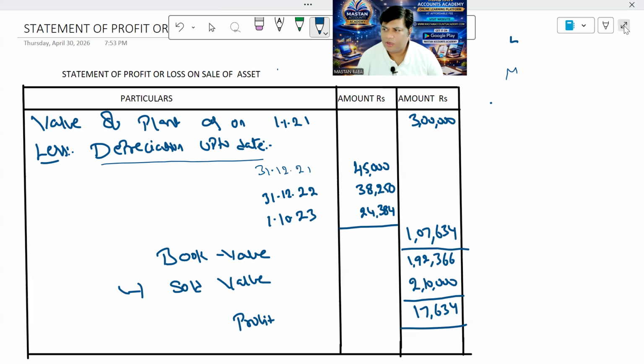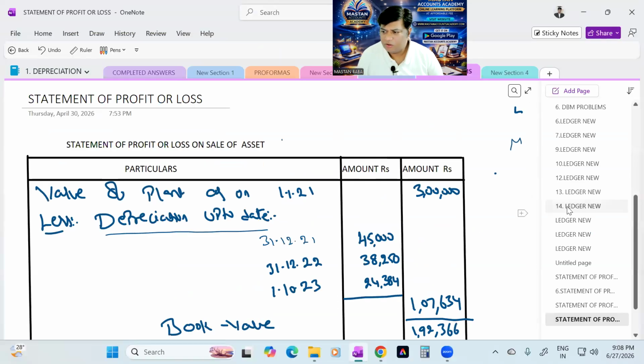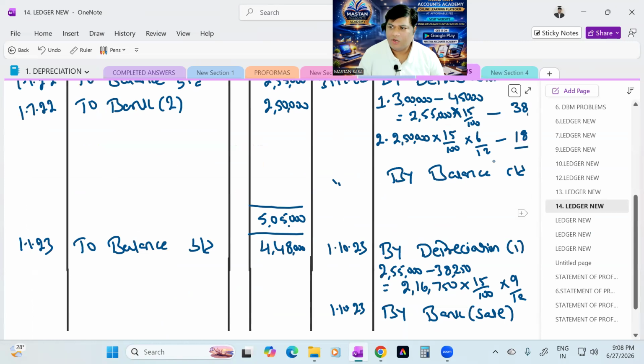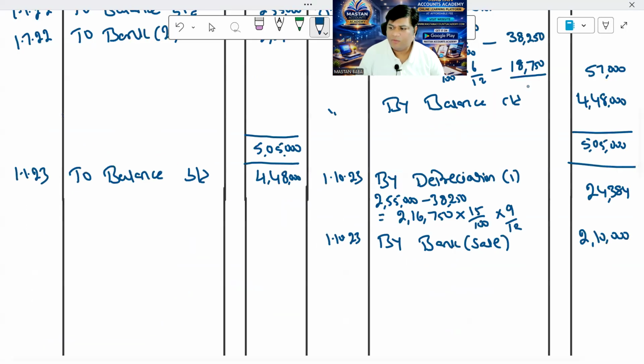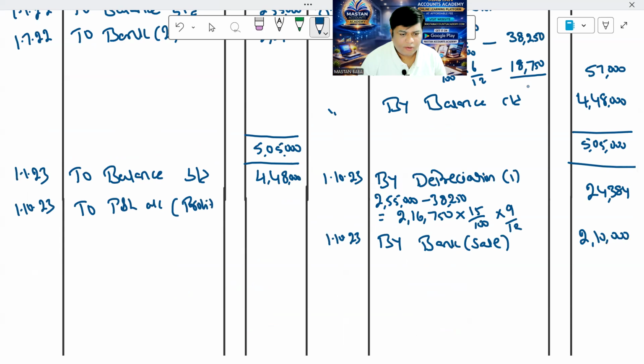So let's go to the main answer now. After completion of the working note, just go to the main answer. We have taken all the things, we have taken by bank also. Now just write here 110/23, to profit and loss account. Within bracket write profit, and the profit is how much, dear students? 17,634 rupees. If you have any doubt, just write here: see working note.